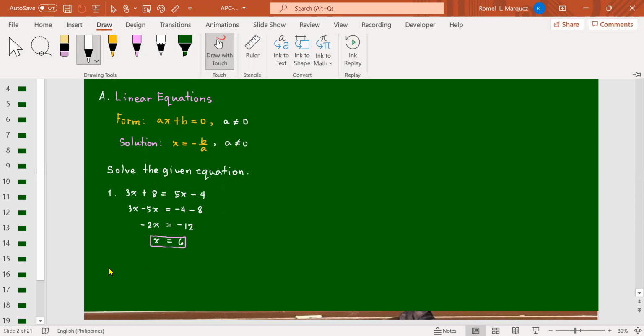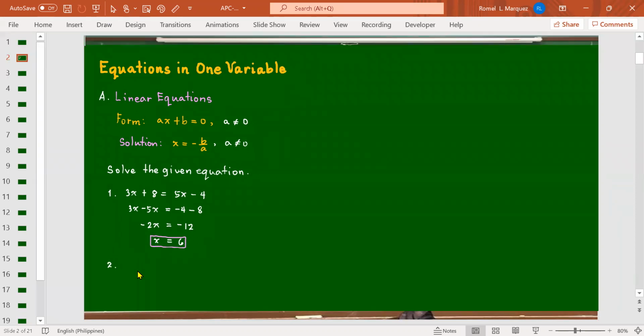Let us have number 2. So given 3 times y plus 2 is equal to 8y plus 1. First, let us simplify the left side by applying distributive property to get 3y plus 6. The right side, we just copy.